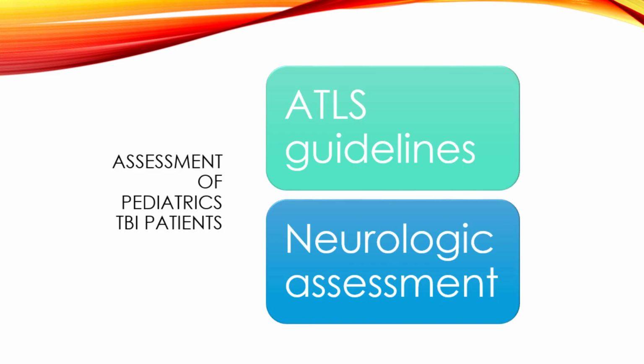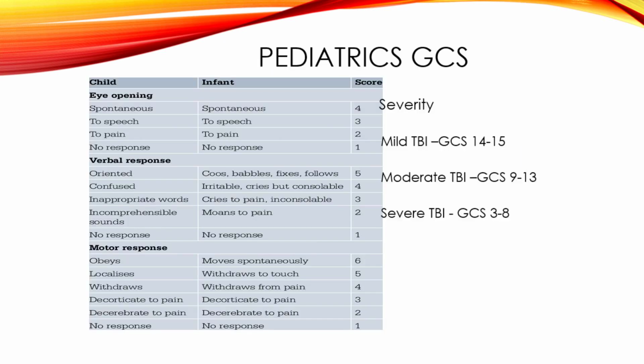The ABCDs of trauma are also the priorities for pediatric TBI patients. The neurological assessment uses the pediatric GCS. The pediatric GCS has the same range as the adult, from 3 to 15. Eye-opening is not different from adult. Pediatric GCS is adapted for the verbal responses in the infant who does not yet speak. For example, instead of oriented speech, the baby babbles or follows the movement in its environment.